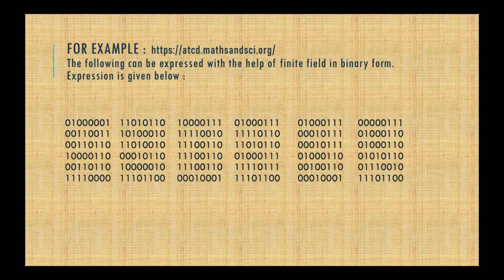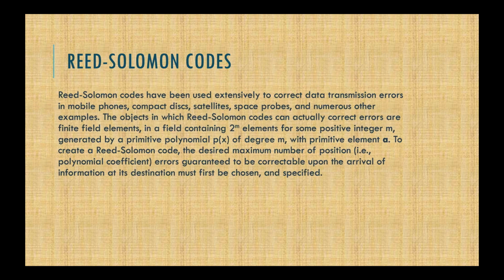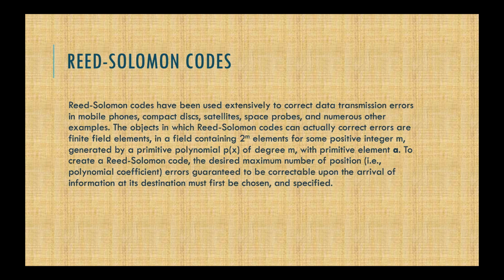You can see that the data is converted into binary form and then represented in 8 bits or 1 byte. Reed-Solomon codes have been used extensively to correct data transmission errors in mobile phones, compact discs, satellites, space probes, and numerous other examples.